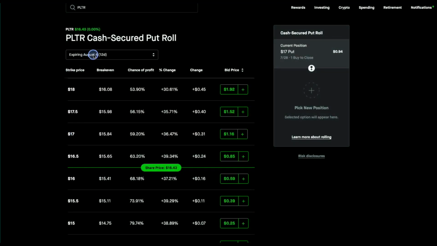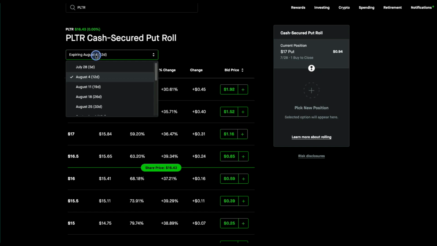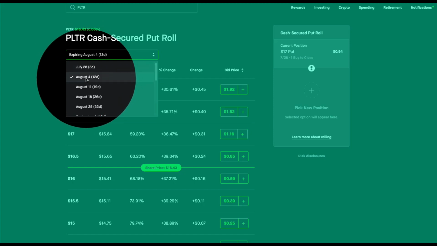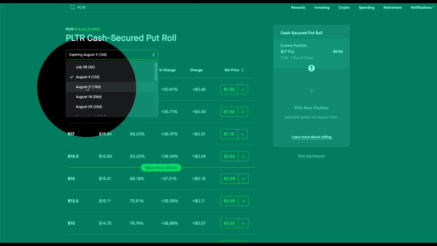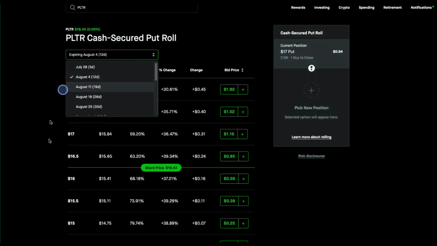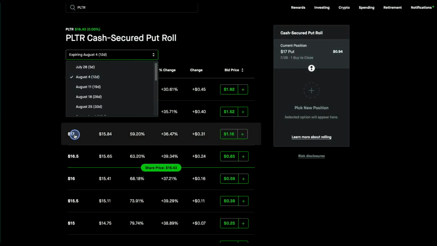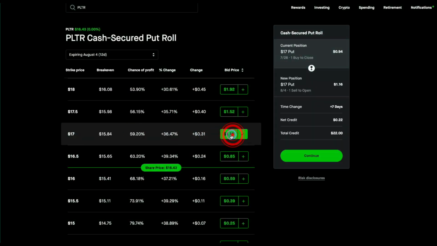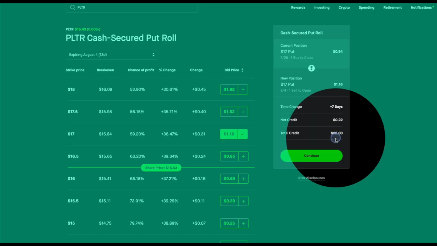However, you will have to move the expiry period. Right now the current one is expiring on July 28th. From that, you move it a week out. You can go two weeks out as well, but I usually do the weekly option, so I'll just move it a week out, but I'll keep the strike price the same. So I'm keeping the 17, and you do that. So that's what it shows, right?